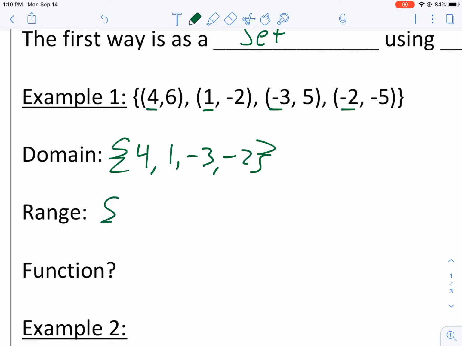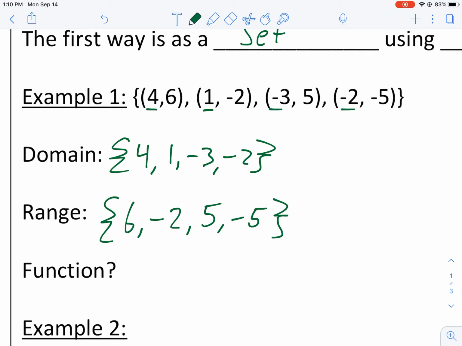Range then is the set of all the outputs. So the outputs would be the number that comes second in the coordinate. So we've got {6, -2, 5, -5}. Oops, I almost messed up and put a parenthesis. Curly brackets is what we want. So range are those 4 numbers.